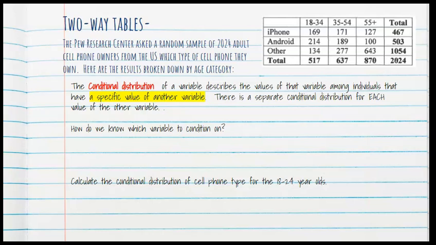All right, same example, but now it's asking us to find a conditional distribution. So definition, conditional distribution of a variable describes the values of that variable among individuals that have a specific value of another variable. Remember, marginal was all the variables, but this is specific to another variable. There's a separate conditional distribution for each value of the other variable.